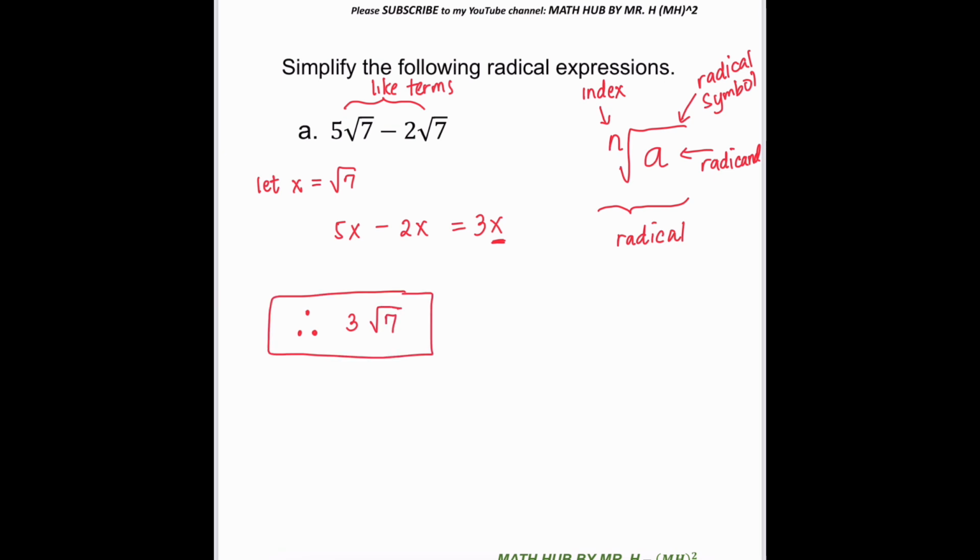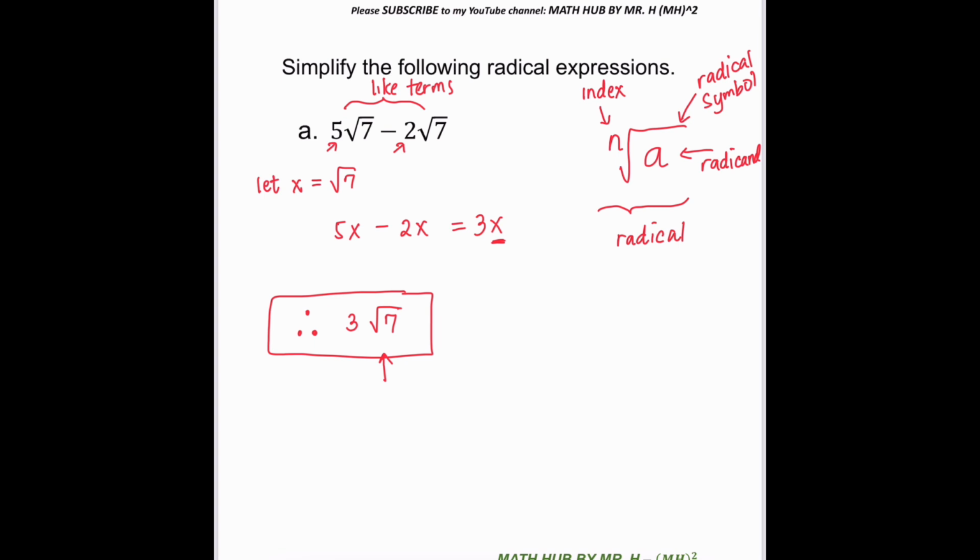So basically the rule here is that since both terms have the same radical, what we just need to do is copy the radical, which is square root of 7, and perform the operation between the coefficients. The 5 here and the negative 2 here are coefficients of the radical. So we just take 5 minus 2 is 3. That's why the final answer is 3 square root of 7.